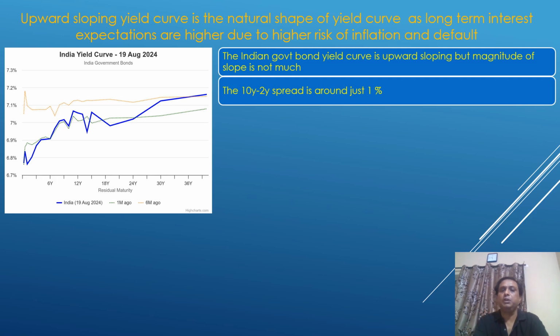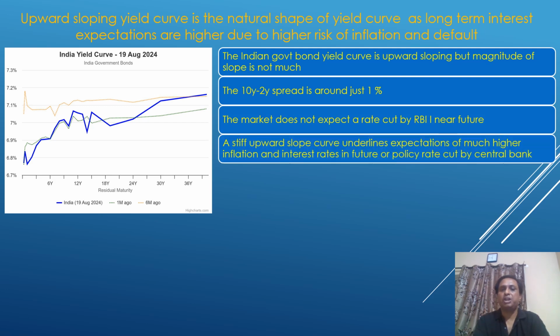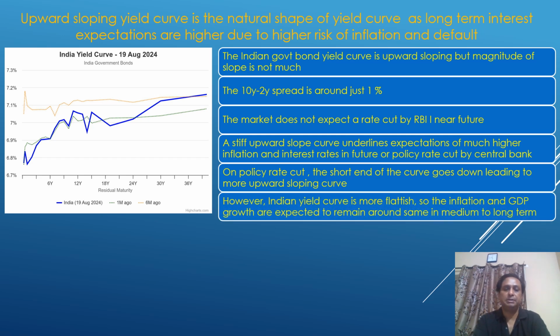The 10-year to 2-year spread is just around positive 1%. The market does not expect a rate cut by the RBI in the near future. A stiff upward sloping curve underlines expectations of much higher inflation and interest rates in the future, or a policy rate cut by the central bank. On a policy rate cut, the short end of the curve goes down, leading to a more upward sloping curve. However, the Indian yield curve is more flattish. So the inflation and GDP growth are expected to remain around the same in the medium to long term.